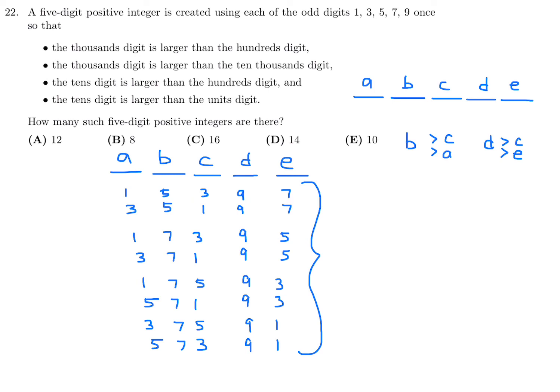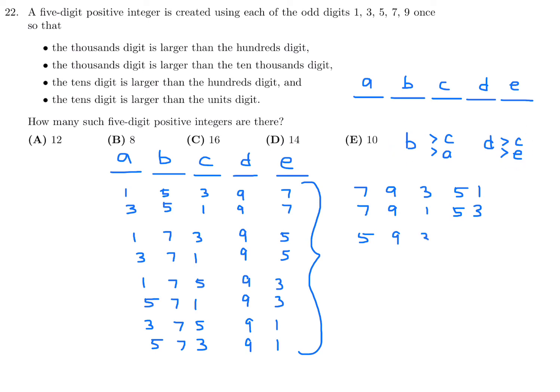15397 can be written as 79351. You see what I mean? That's what I mean by flip. And each of those can be flipped like that. 79153 and so on. And when you do, you will find that they also satisfy this criteria.